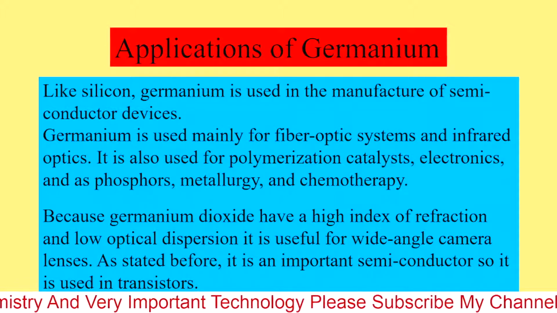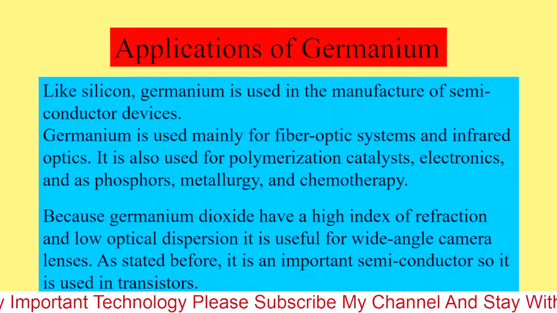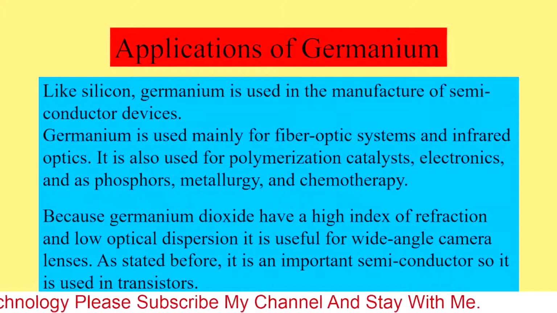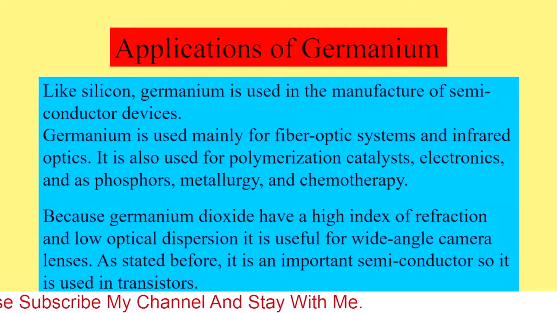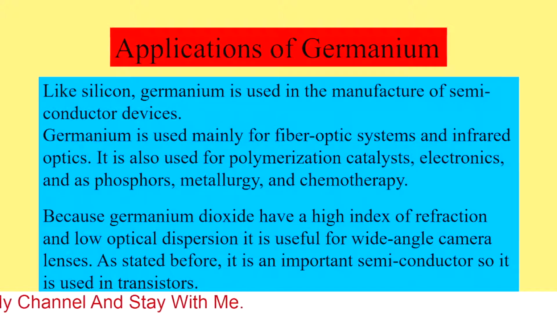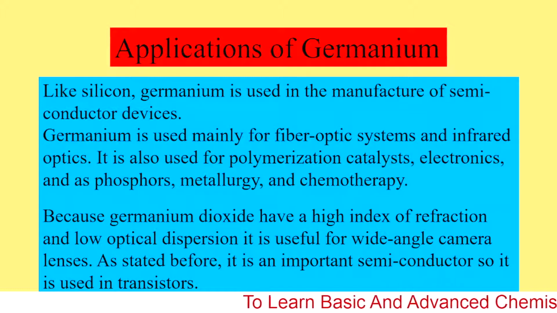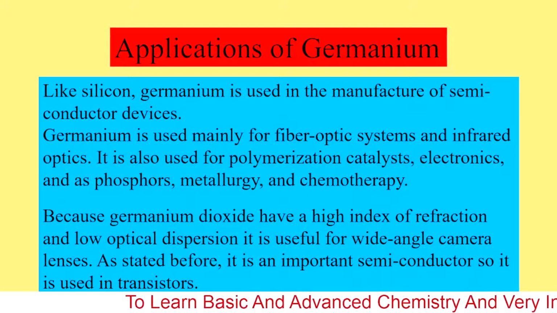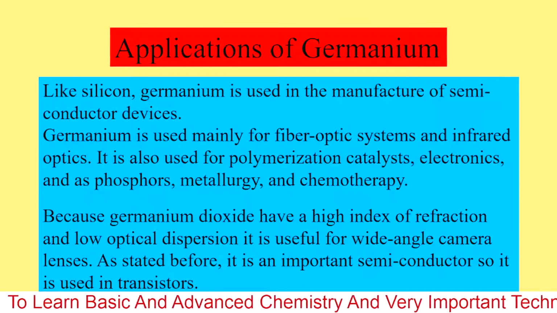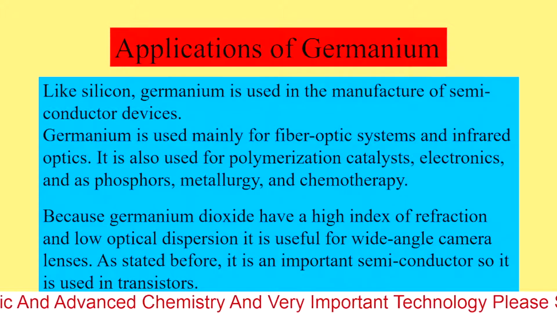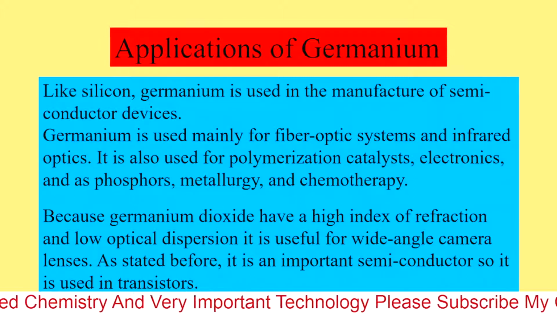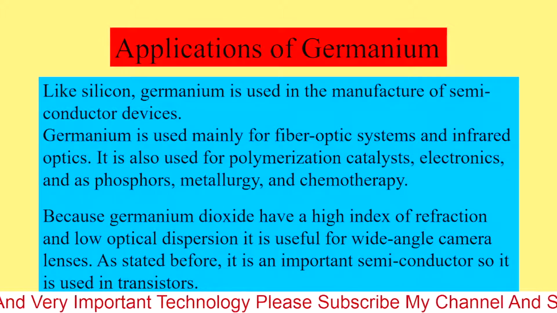As stated before, it is an important semiconductor, so it is used in transistors. That is also useful, but not too widely, because germanium is very expensive. If we want to make any transistor out of germanium, that will be very expensive. That may not be a very good idea, because you would need to sell it at a very high price. That may not be possible. So we can use it, but that is not a good idea.